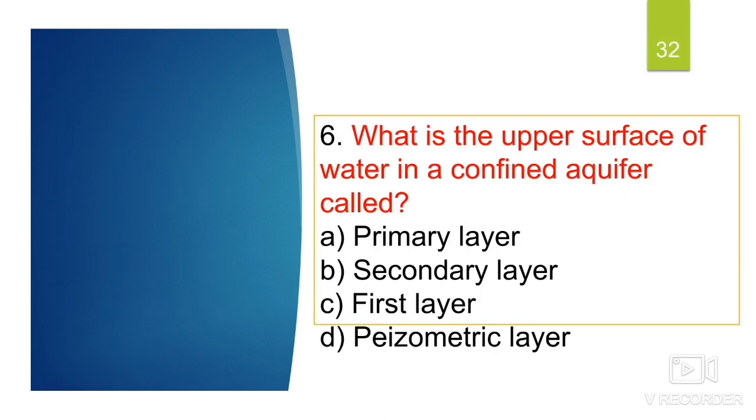Next is, what is the upper surface of the water in confined aquifers known as? Primary layer, secondary layer, first layer, or the piezometric layer.